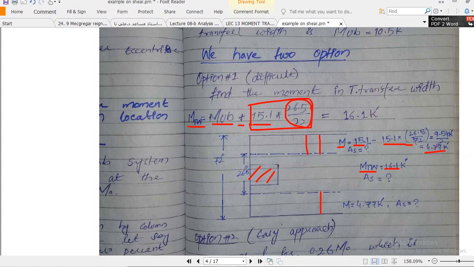Okay, so let's say you find 5 number 4 bar, so 5 number 4 bar will be provided right here, and 5 number 4 bar will be provided right here, right? And let's say you find out 10 number 4 bar, so 10 number 4 bar will be provided here, right? This is a little bit difficult procedure, right? But I explain this to you so that you will understand what is going on right here.